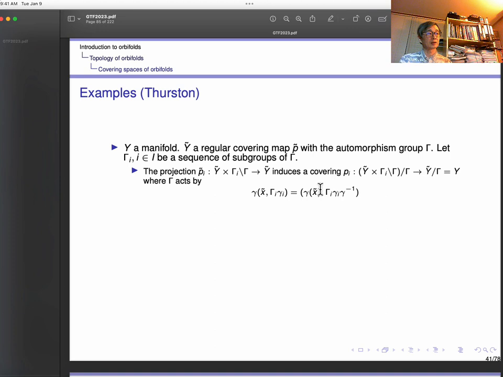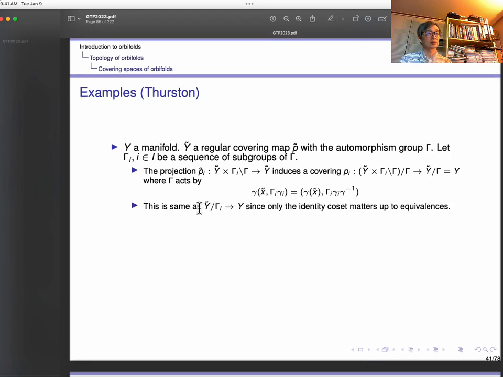And this is actually the same as Y tilde over gamma i going to Y, because we are doing the right action, the only thing that acts is the identity coset gamma i itself. If gamma is in gamma i, then that's the only thing that will actually make any action here, because in other places it will go to some other places, and then they're all going to be identical, up to some gamma i. So this is the same as this, but you can see it in this way.